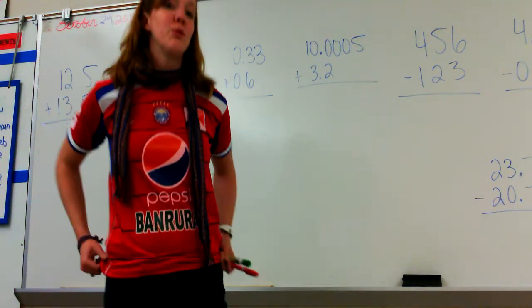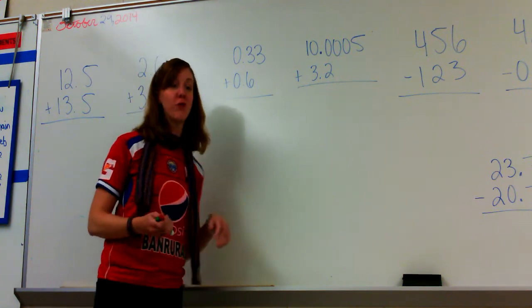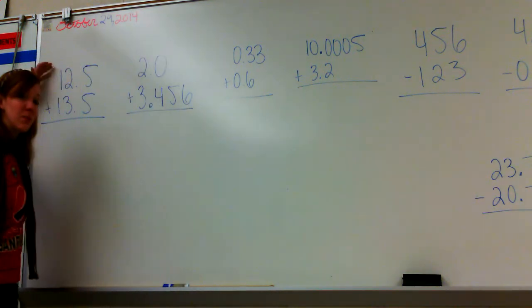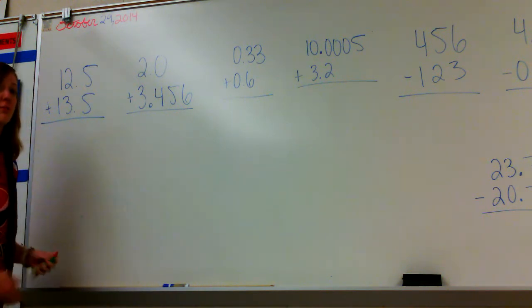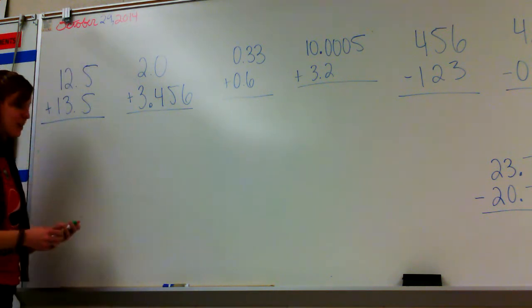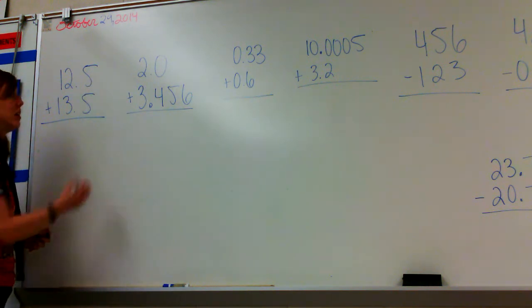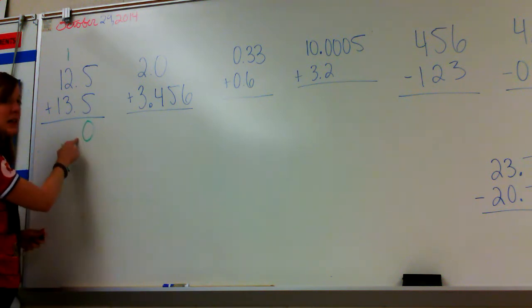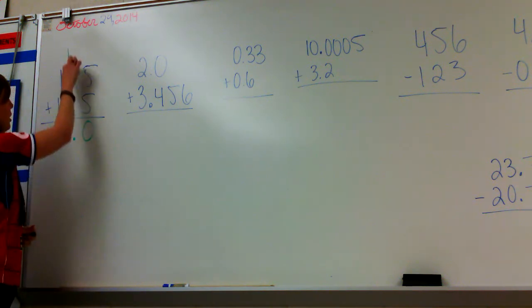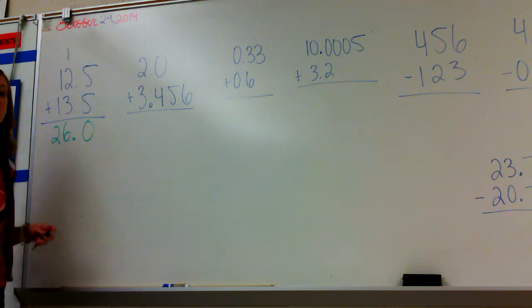All right, class, I want to review how we add and subtract with significant figures. Here was an example, 12.5 plus 13.5. Make sure you are lined up at the decimal place. 5 plus 5 is 10, so I write my 1 up here, 0 here. Bring down the decimal. 1 plus 2 plus 3 is 6. 1 plus 1 is 2.